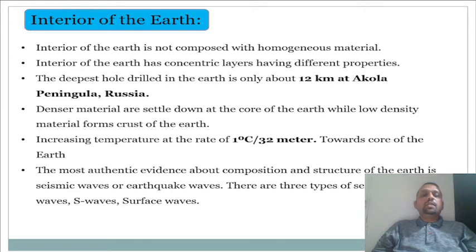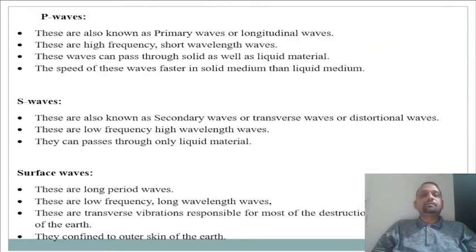The most authentic evidence about the composition and structure of the Earth is seismic waves, or earthquake waves. There are three types of seismic waves: P waves, S waves, and surface waves. P waves are also known as primary waves or longitudinal waves. These are high frequency or short wavelength waves. These waves can pass through solid as well as liquid material. The speed of these waves is faster in solid medium than liquid.